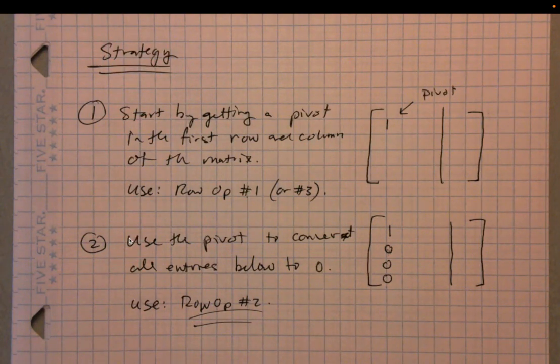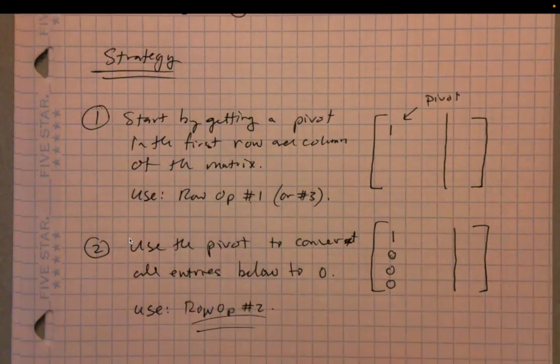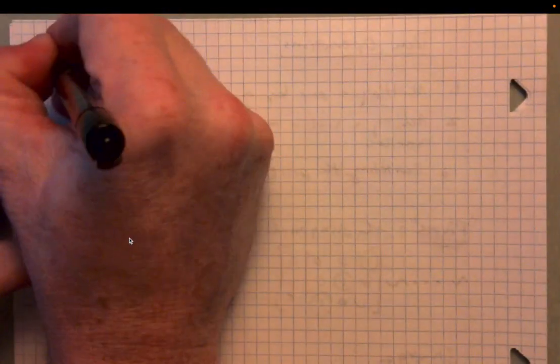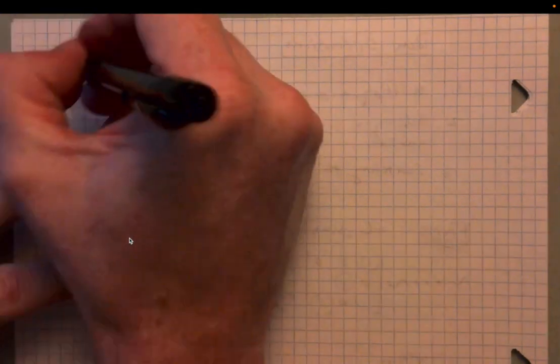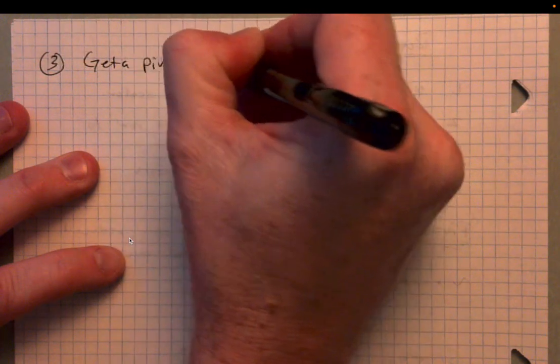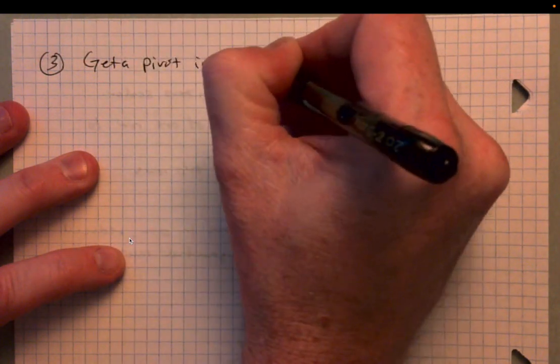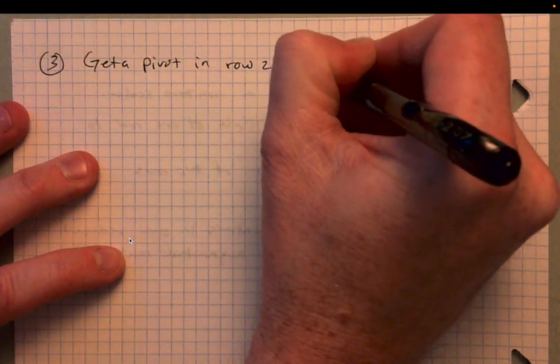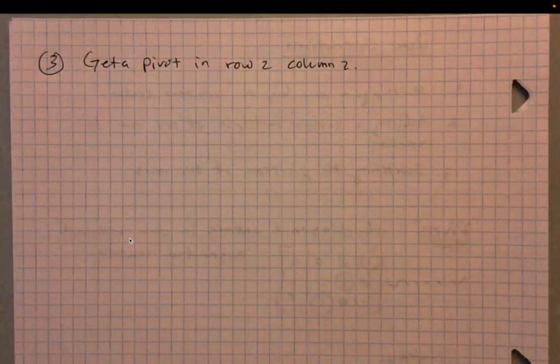All right. Well, that's step 1 and step 2. What comes next? Well, step 3 then is to get a pivot in column and row number 2. Okay, so what does that mean?